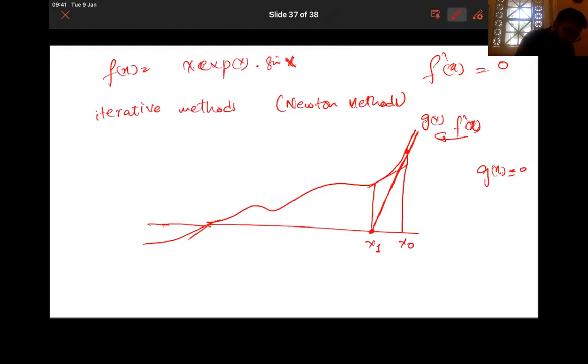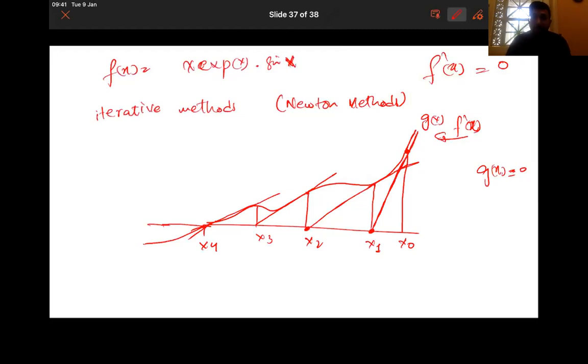You again approximate your g with this linear approximation. You come here. This is your x2. You come here. You again approximate your g with the linear approximation. This is your x3. And you repeat this process until you maybe reach here, which is x4, which is your true solution. So one way to find the points where gradient is equal to 0 is to use these iterative techniques. These are called Newton method.